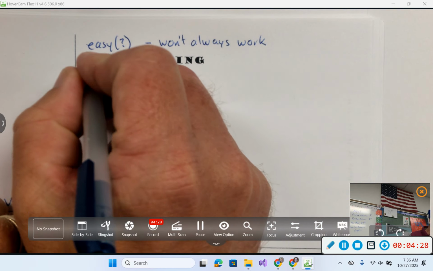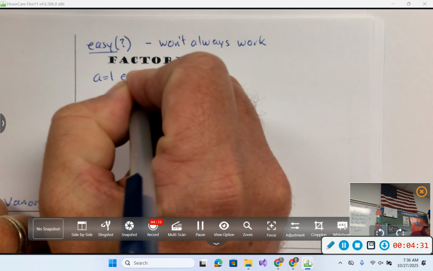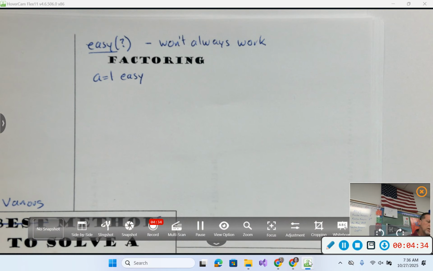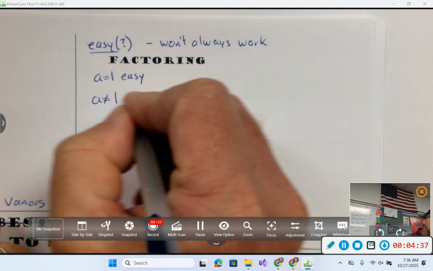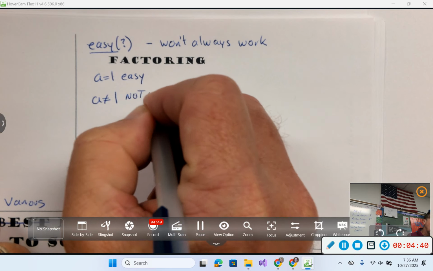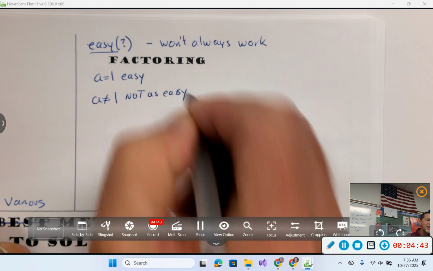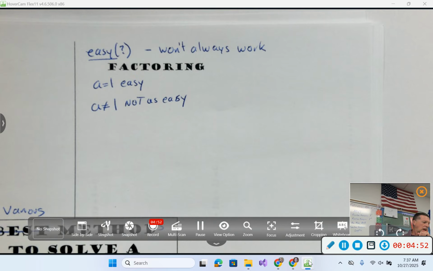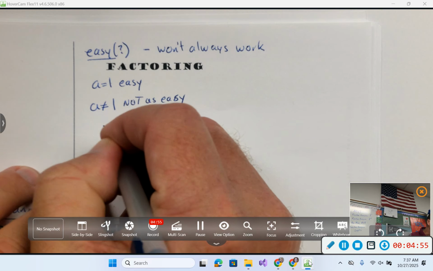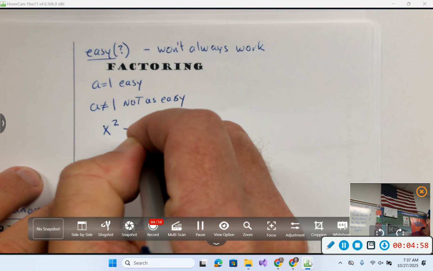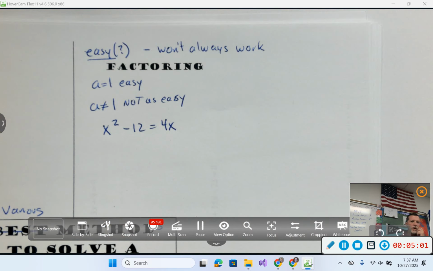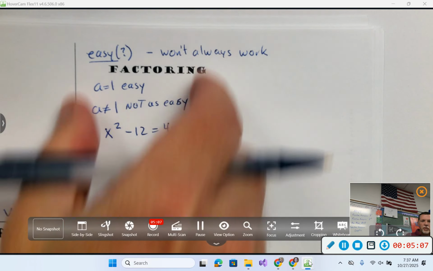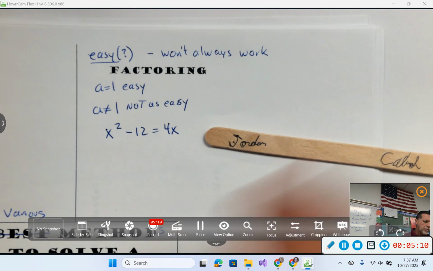And as far as easy, if a equals 1, definitely easy. Should be. If a doesn't equal 1, I'll just say not as easy. You can interpret that as whatever scale of difficulty you like. It's definitely more difficult than if a equals 1. So let's do a couple of these to remind ourselves. x squared minus 12 equals 4x. By the way, we are going to do 2 of these, so try to keep this work in a column, and we'll do another one next to it in a minute.